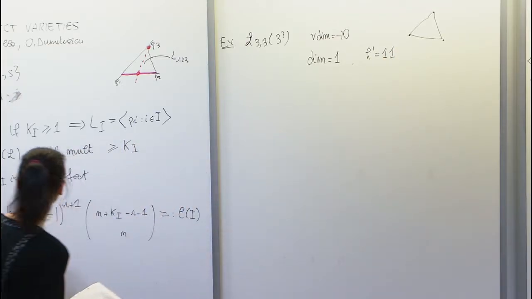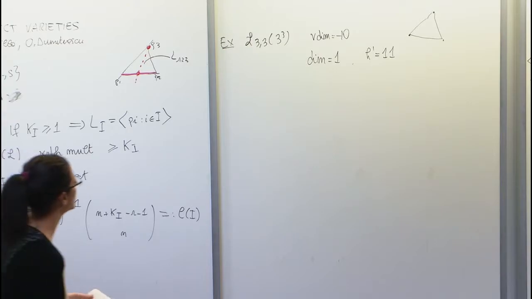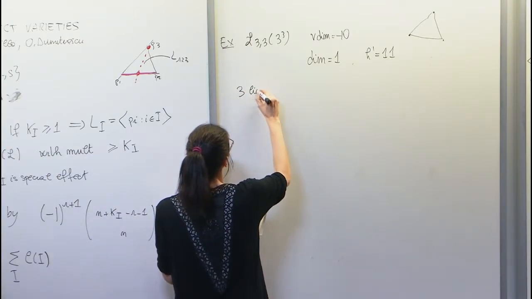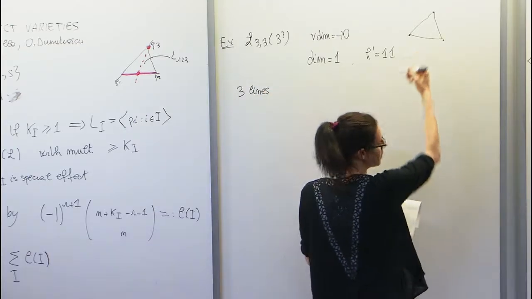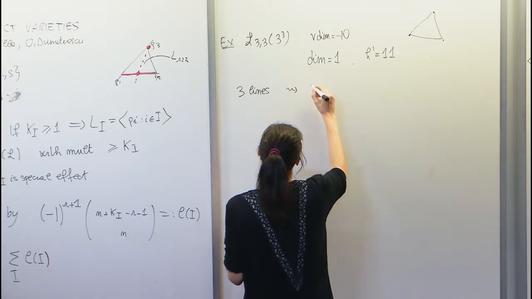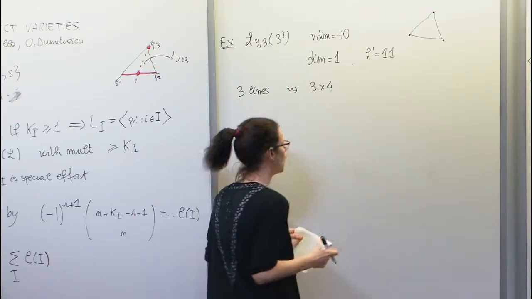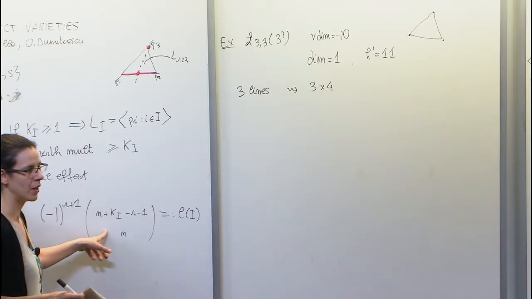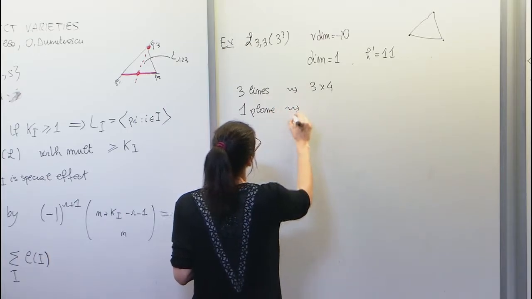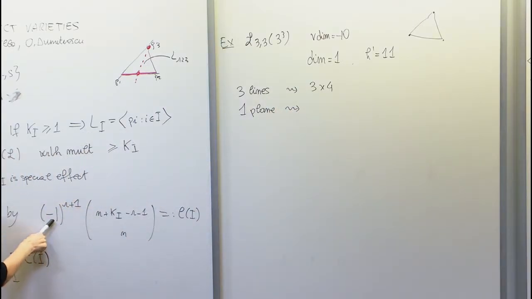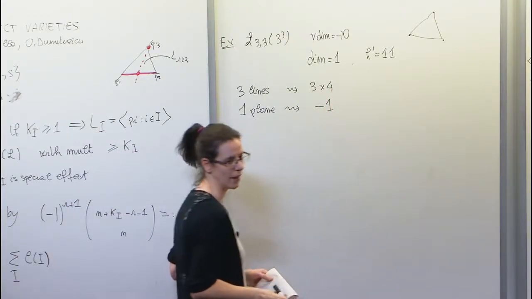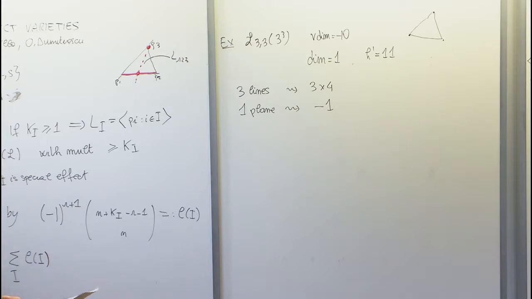So I have to justify an h1 equal to 11. How do I do it? Well, I use this formula. I have 3 lines, each of them with multiplicity 3. So that formula gives me a 4. This gives me 3 times 4, where 4 is what you get from this number. And then I have one plane with multiplicity also 3, and from this formula I get minus 1. And this is 12 minus 1, 11. That's what I wanted to get.